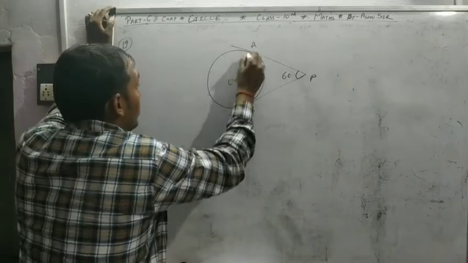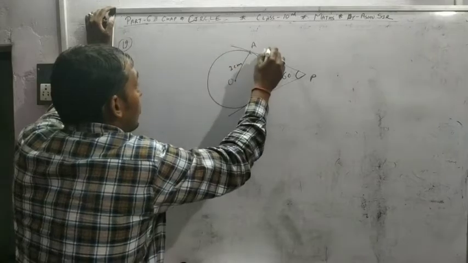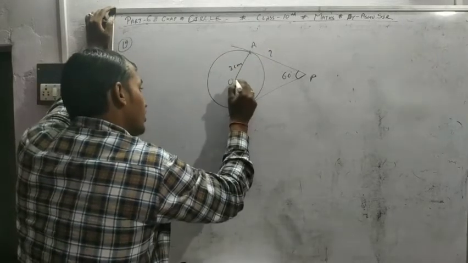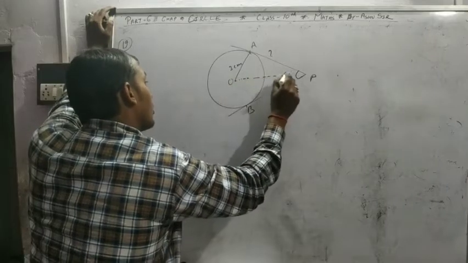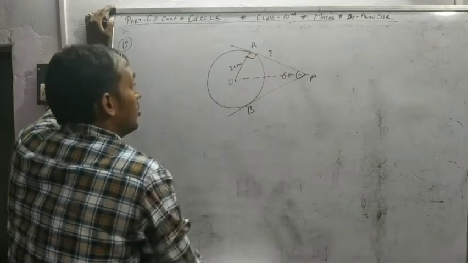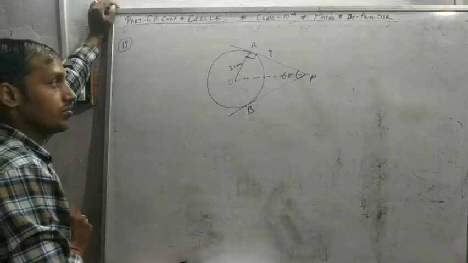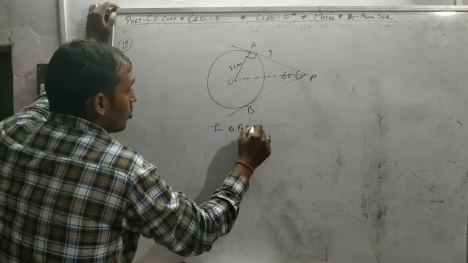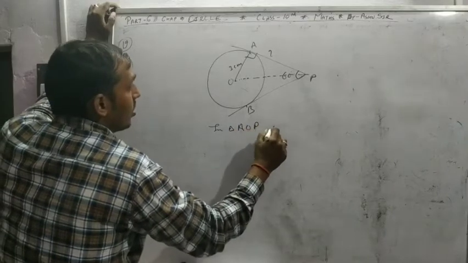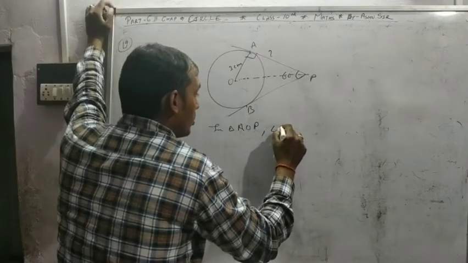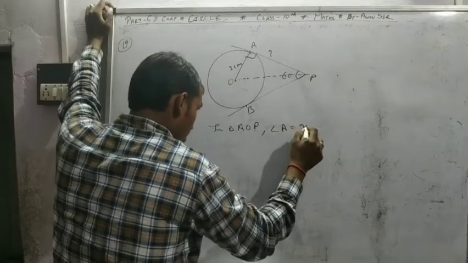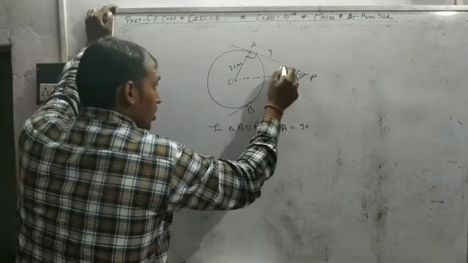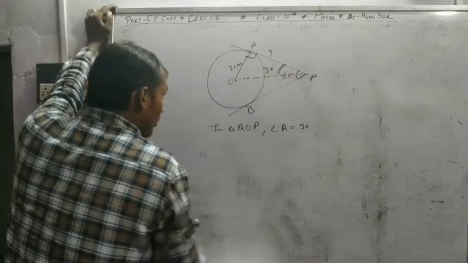Of radius 3 cm, find the length of AP. Firstly, directly you can join OP. This angle is 90. So in triangle AOP, angle A is 90. This angle is 30.